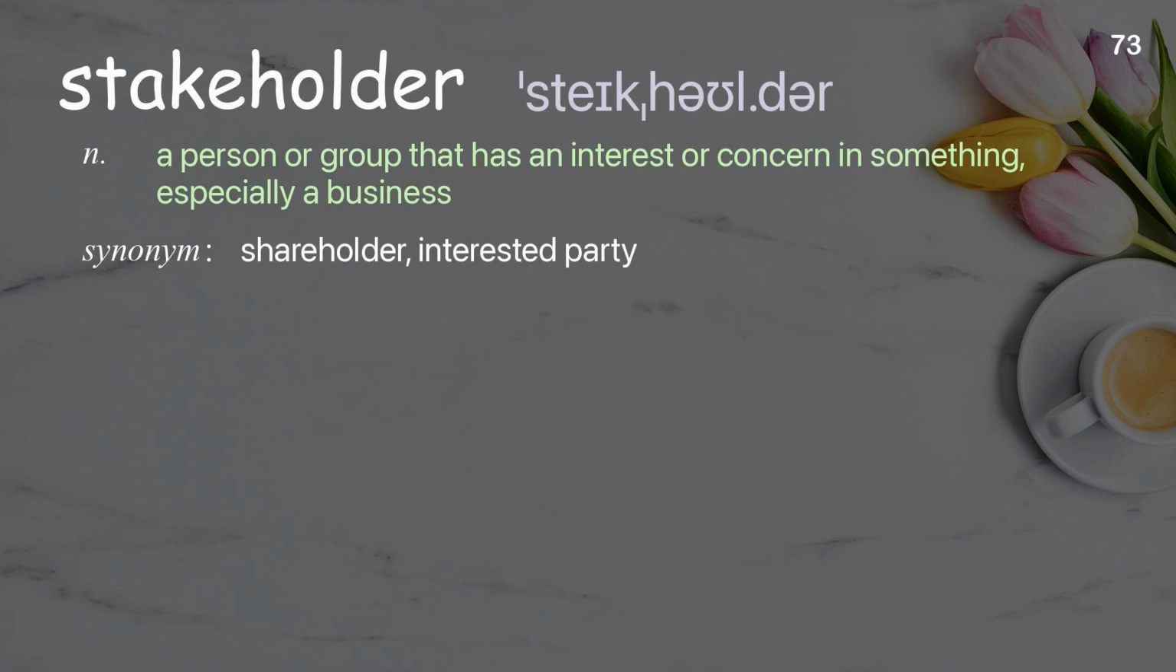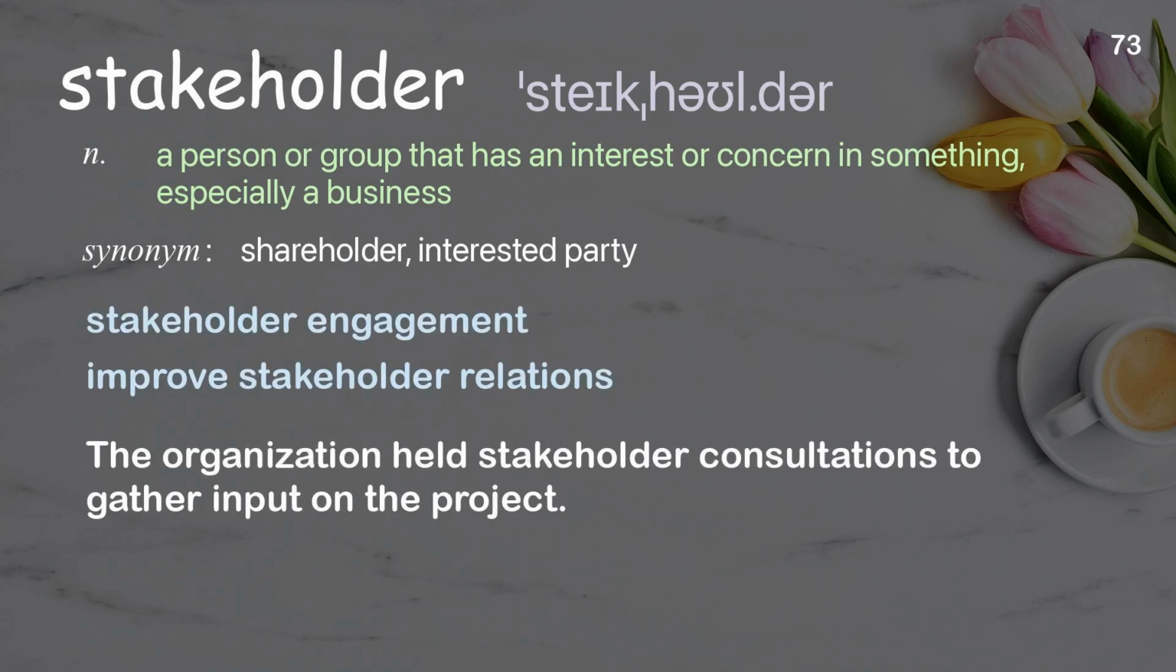Stakeholder. A person or group that has an interest or concern in something, especially a business. Examples: Stakeholder engagement. Improve stakeholder relations. The organization held stakeholder consultations to gather input on the project.